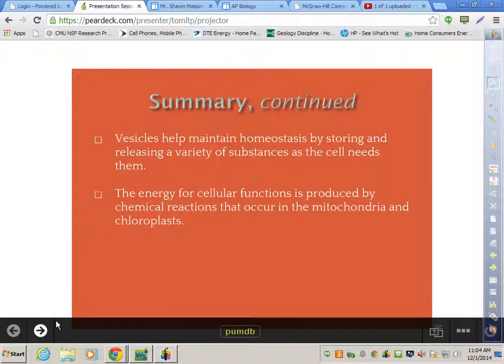Vesicles help maintain homeostasis by storing and releasing a variety of substances as the cells need them. Don't forget about lysosomes, helping break things down, and the food vacuoles, the contractile vacuoles that help some organisms move. And the energy for cellular function is produced by chemical reactions that occur in the mitochondria and chloroplast, each of which has its own DNA, each has its own ribosomes, each makes their own proteins. Both give us energy. We'll spend a chapter on both of them.